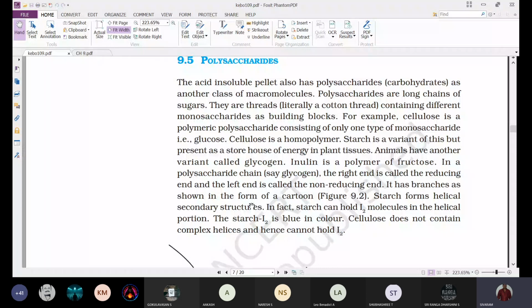What do monosaccharides, disaccharides, trisaccharides mean? If only one monomer is present, for example, only one molecule of glucose, then it is a monosaccharide. Glucose, fructose, ribose, ribulose, xylulose, heptulose, these are all monosaccharides because they are made up of only one molecule.